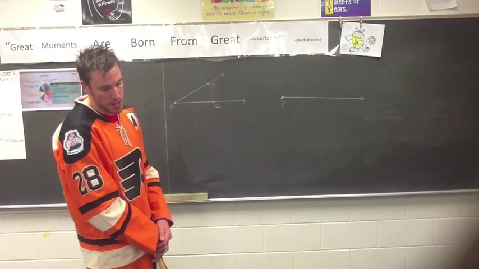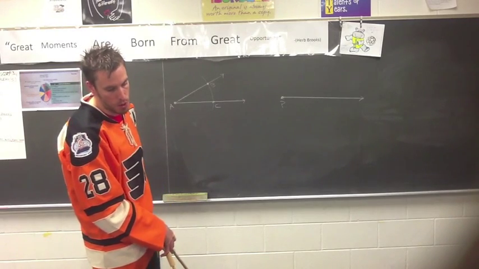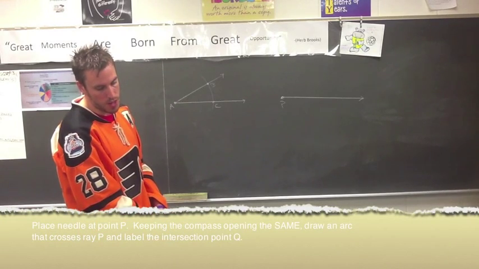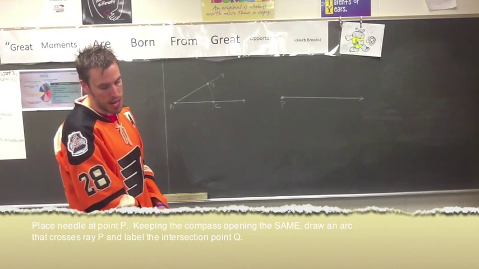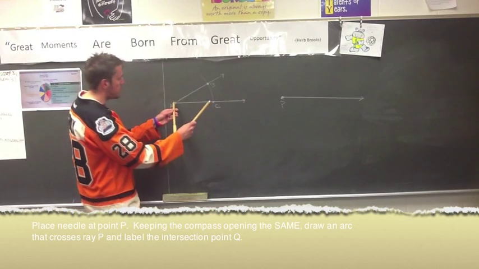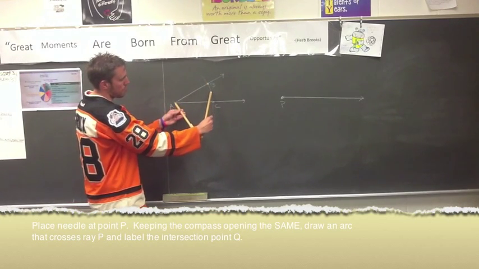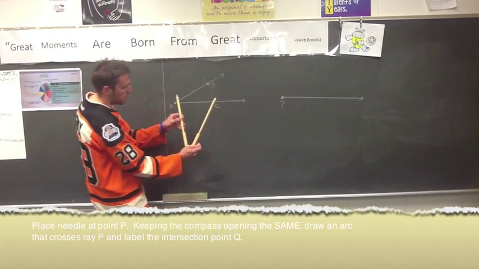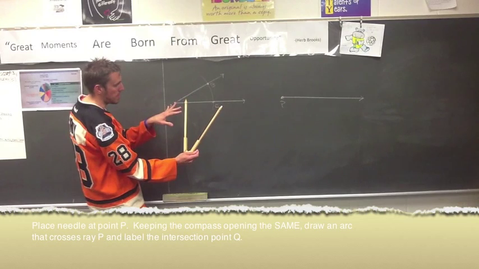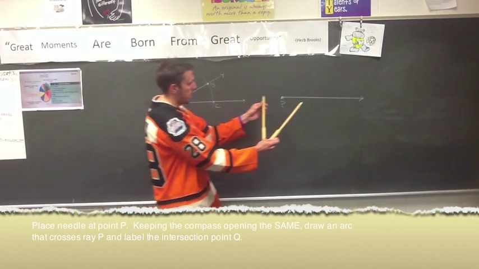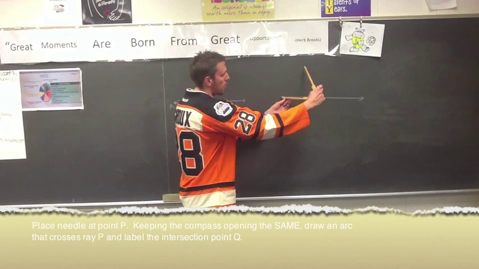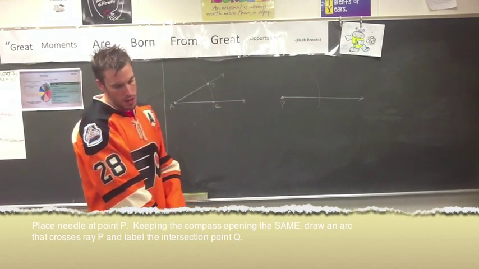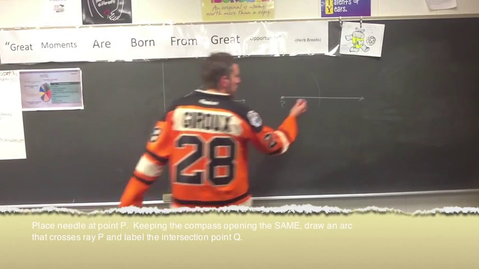Next thing it says, place the needle at point P, keeping the compass opening the same. Draw an arc that crosses ray P and label the intersection point Q. So, just again to make sure, I've drawn this arc here, I've labeled my two intersection points. I'm not going to take the compass and change the distance between the needle and the pencil. And I'm going to transfer it over here and draw an arc. We're going to label that intersection point Q.